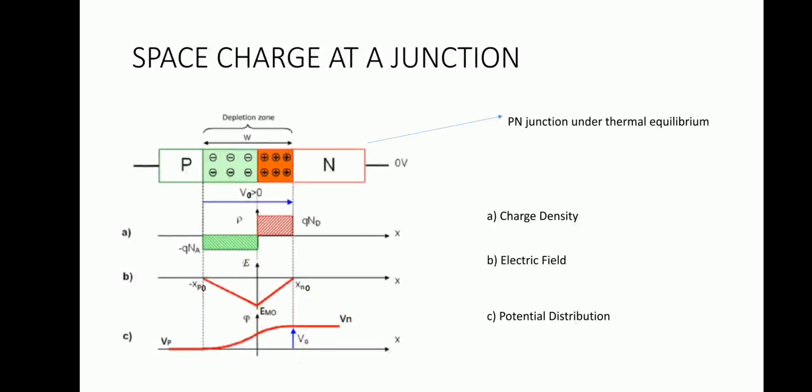The figure represents the space charge at a junction. That means the associated charge density, electric field, potential distribution, etc. Here we can see a p-n junction under thermal equilibrium. Electrons and holes diffused, and there is a region of uncompensated immobile charge carriers, represented as the depletion zone, and its width is marked as W.